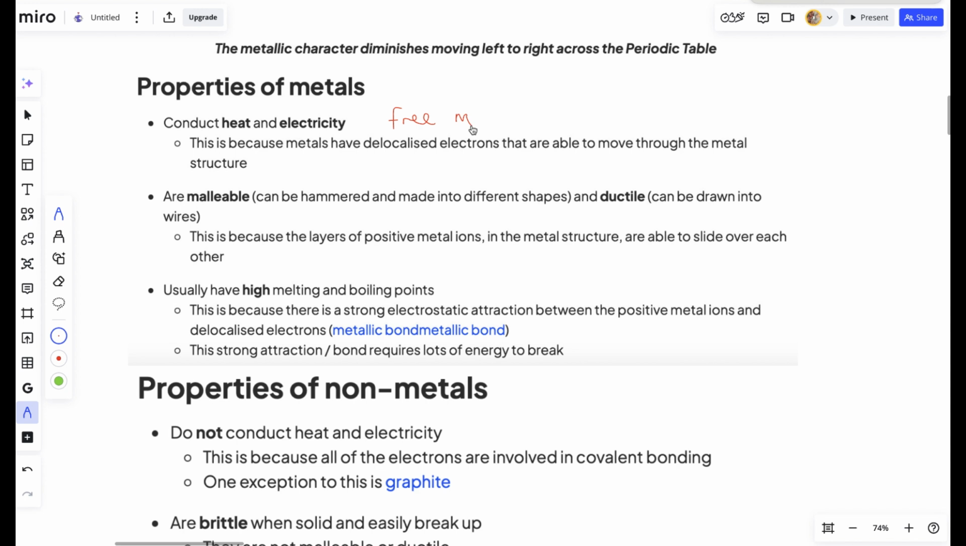Because metals have free mobile electrons, they are able to conduct electricity. Is that okay? Because they have free mobile electrons, they are able to conduct electricity. Free mobile electrons, or what you call delocalized electrons. So metals have free electrons.